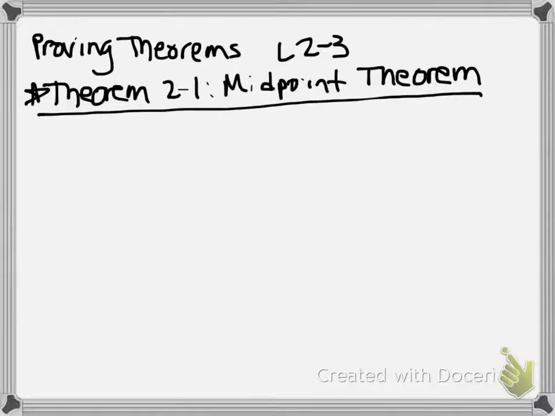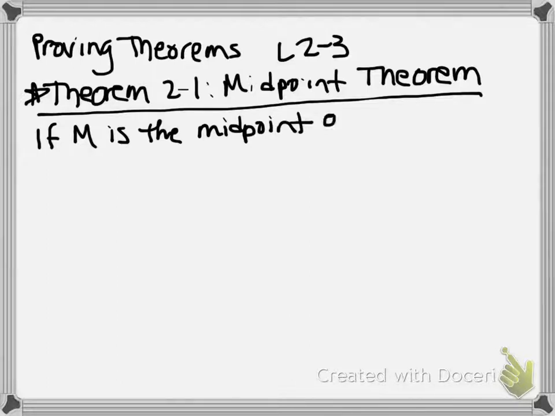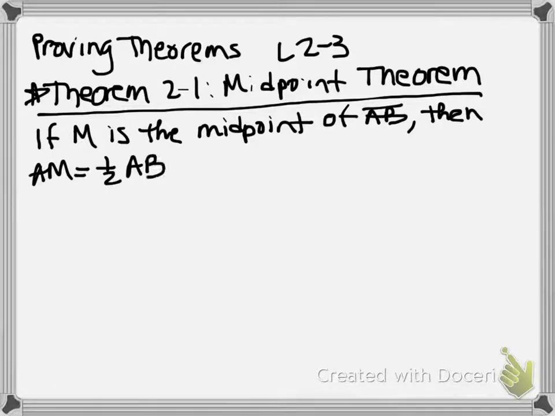So it states if M is the midpoint of segment AB, M being a point, then the length of AM is equal to 1/2 the length of AB, and the length of MB is also equal to 1/2 the length of AB.